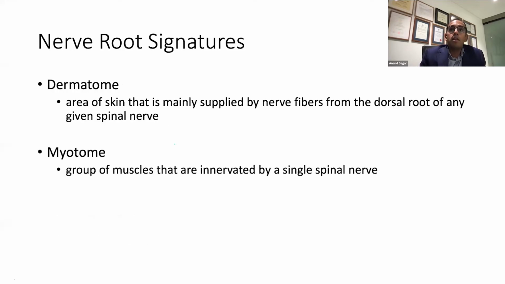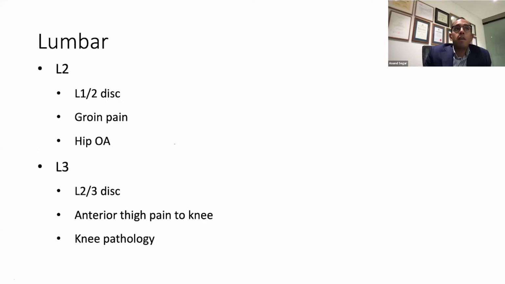One thing that I wanted to touch on is nerve root signatures, so dermatome or myotome. A dermatome is a single area of skin supplied by the nerve, and a myotome is a group of muscles supplied by the nerve. So L2 radiculopathy is due to an L1-2 disc, and you get groin pain with it. That can be hip arthritis. L3 radiculopathy is due to an L2-3 disc herniation.